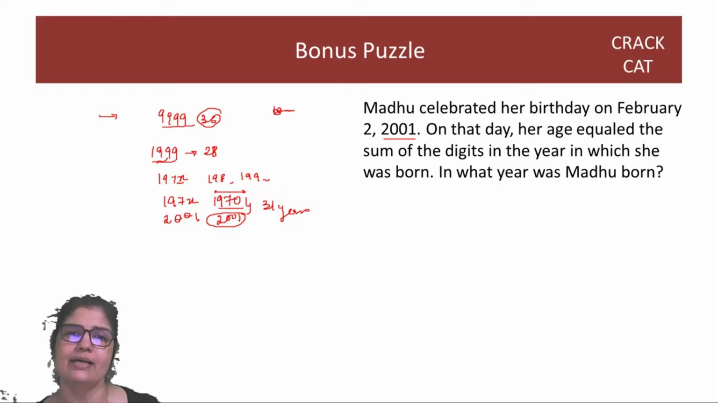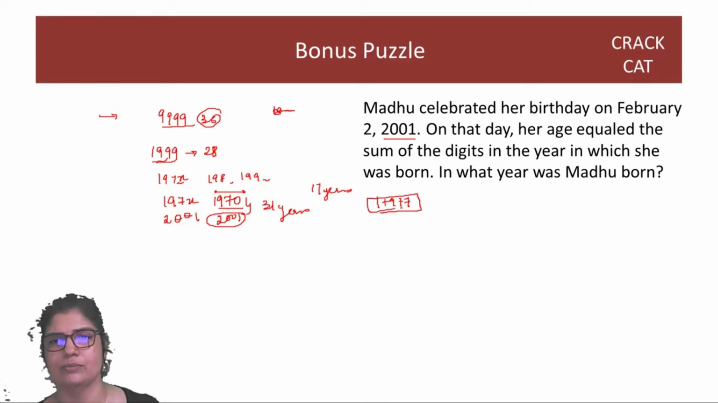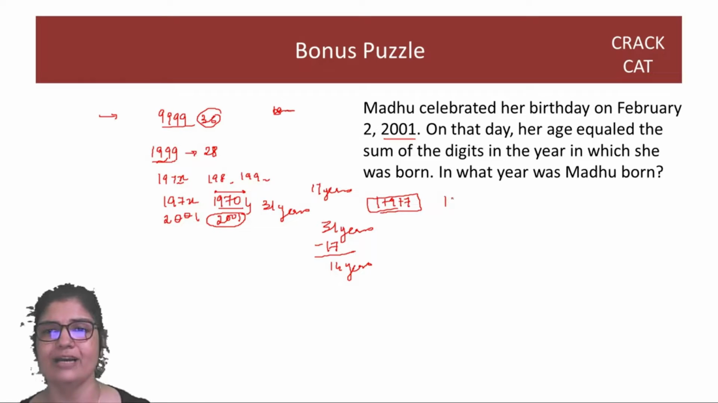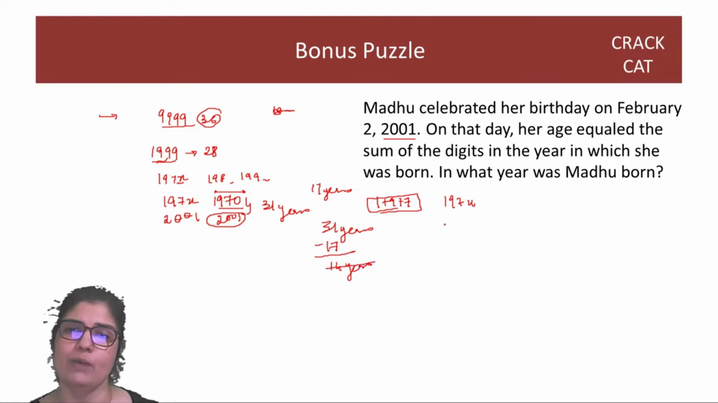But you have to see, in 1970, already 17 years are used up. How 17? 1 plus 9 plus 7. That is already used up. So you are left with 14 years out of the 31 years. Now you are left with 14 years to account for. That 14 you have to break up in half, because half will go to 197X and half will go to her age. So if I break up 14 into two parts, I get 1977.